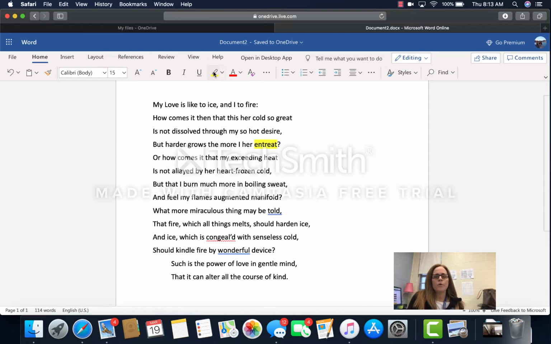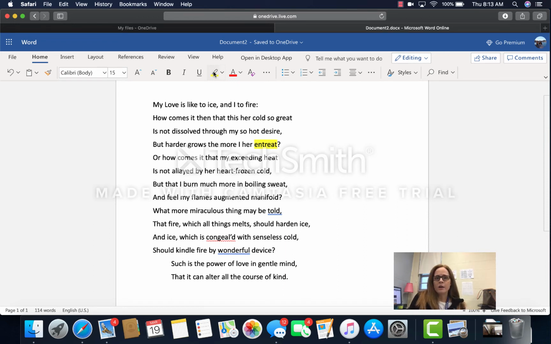So let's look at what our speaker is talking about. Going back to line 1, my love is like to ice. First of all, notice here that love is capitalized. When something's capitalized, it's meant to be something very specific, almost like a proper noun in this case. So love in this case is not a verb, not saying I love you. It's not an action. Love is a person in this case. So my love, if I were talking to my husband, I would call him my love. My love is like to ice and I to fire.